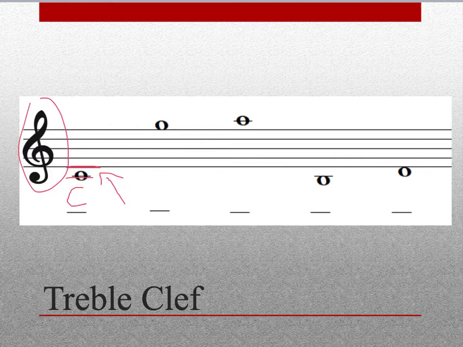Again, I did that because I know the bottom line in treble clef is E. I know that space in there would be a D, and underneath that space is a line called C, which happens to be where my note is. Take a look at the next one.